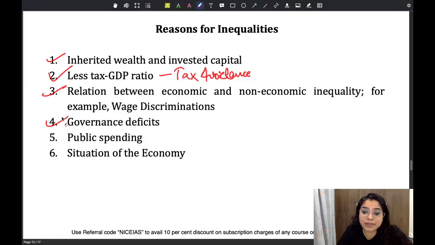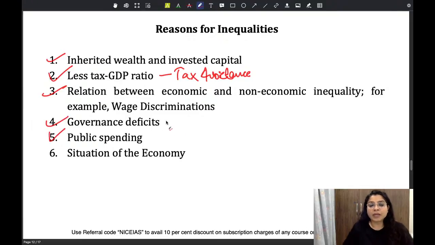Governance deficits. Most common, and something we all write in our answers, we all mention in our classes, is that India suffers from a problem where the government's ability is reduced. They're not effectively able to tackle the problem of income inequality or wealth inequality or social inequality. There are governance deficits. When you talk about income inequality, there is black economy, there is corruption, there is crony capitalism, and so on. Right.